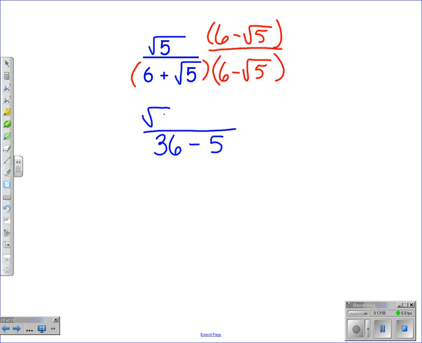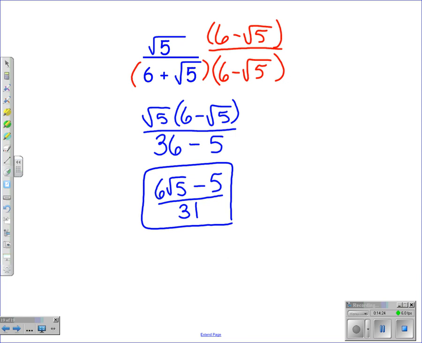In the numerator, we have the square root of 5 times 6 minus the square root of 5. As we start simplifying, we see that in the denominator there's 31. We can't cancel that with that square root of 5 on top, so let's go ahead and distribute that square root of 5 in. That'll give us 6 times the square root of 5 minus square root of 5 times the square root of 5 is 5, and this is all the further that we can go. We have an expression on top and our 31 in our denominator.